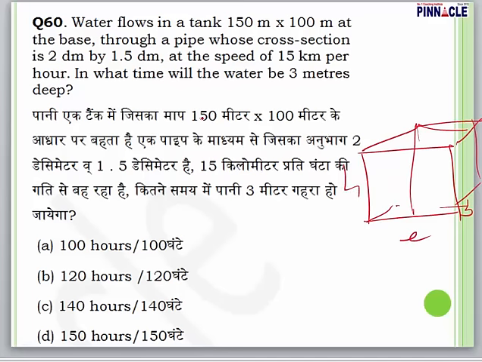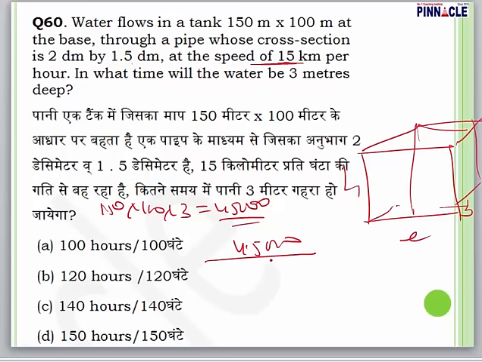LBH, L is 150, B is 100 and S is 3. In other words, you can say 45,000 cubic meter is the capacity of this tank that has to be filled. And by pipe, it means L, B and H. H is here in this case. Here the question is posed in how many hours. So if we divide the volume of this by the volume filled in 1 hour, then we will get the number of hours. So it would be equal to 15,000.